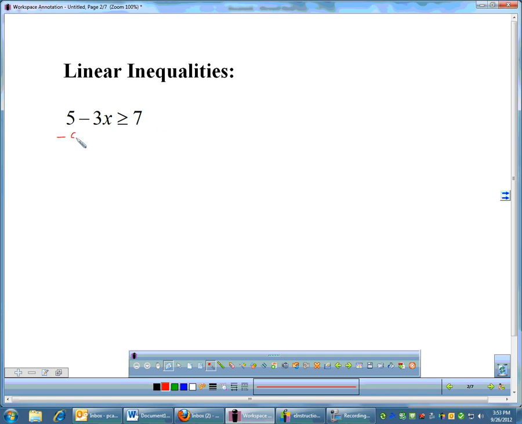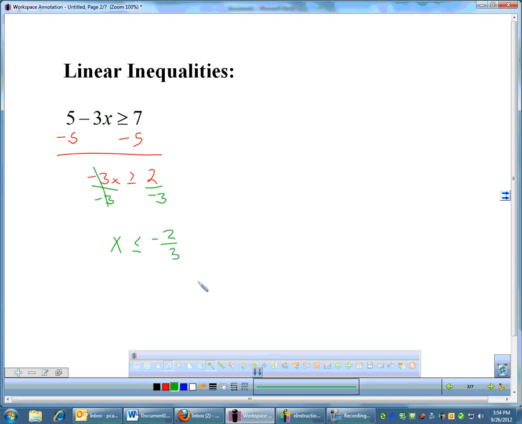If you were going to solve this, you'd subtract 5. Negative 3x greater than or equal to, so minus 5 is 2. And we would divide by negative 3. Anytime you divide by a negative, you remember you switch the sign. If you remember that lovely song Mr. Sandlin used to sing? And we get x is less than or equal to negative 2/3. In interval notation, that would be negative infinity all the way up to negative 2/3, and including. So that's a linear inequality.